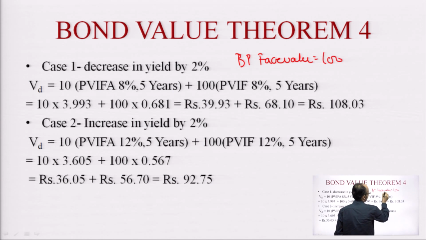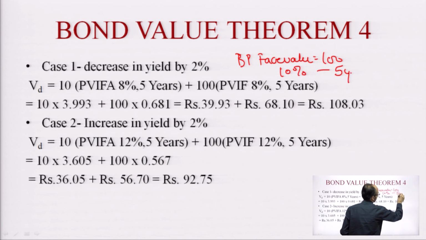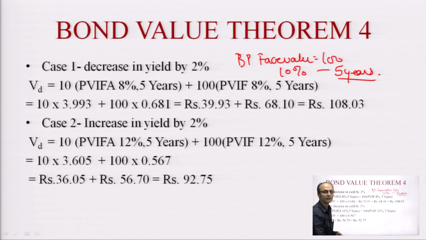And the interest coupon rate given was 10%. Maturity period was 5 years. Now what impact did it have on the bond value if we increase or decrease this 10% discount rate? In case 1, we have already said that we will be decreasing the yield by 2%.